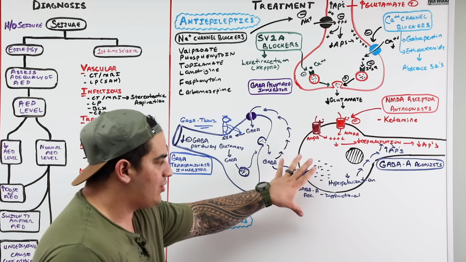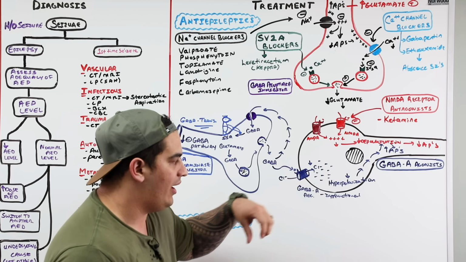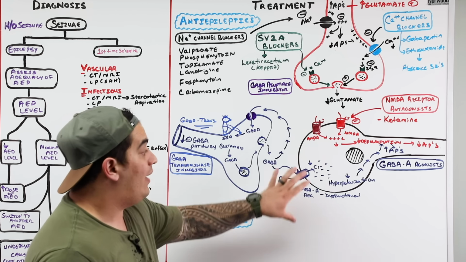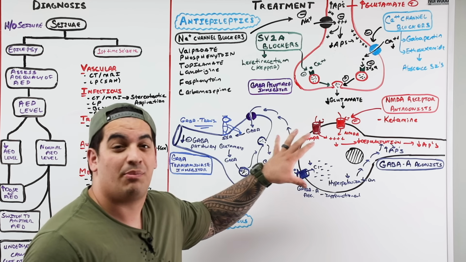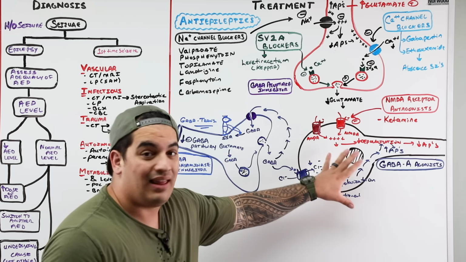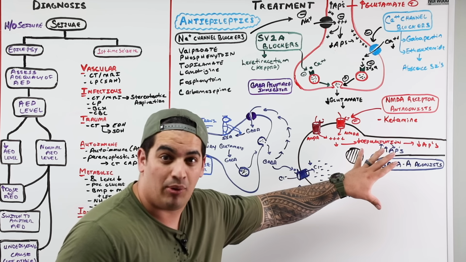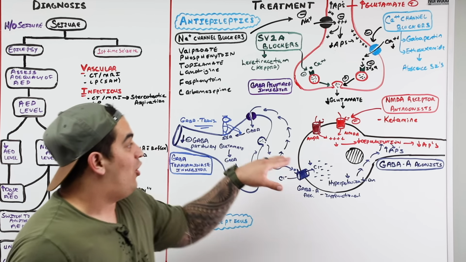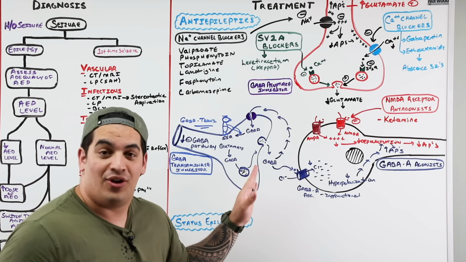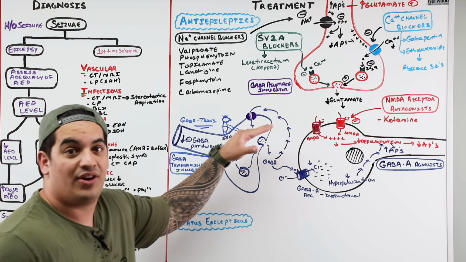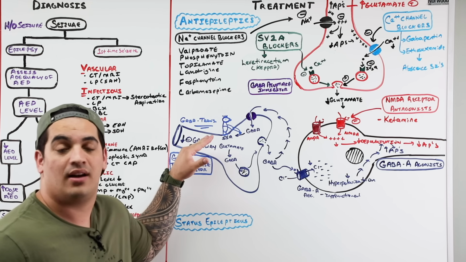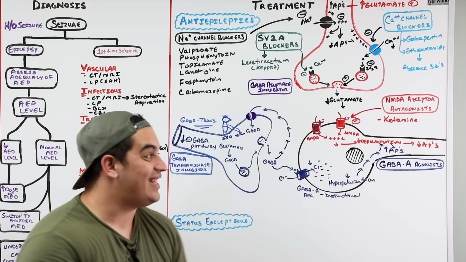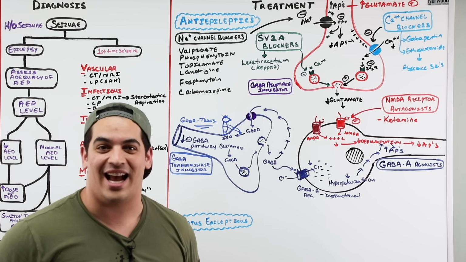GABA is released, acts on GABA A receptors, causes anion influx, hyperpolarizes, and decreases action potentials. But in seizures, you actually have dysfunctional GABA A receptors. They don't respond to the GABA as well. They don't allow for anions to come in. They don't hyperpolarize. Instead, they depolarize and cause increased action potentials. Also, GABA gets reuptaken back into the neurons via the GABA reuptake proteins and then converted into an inactive molecule called succinic semialdehyde via the GABA transaminase. Now, we have drugs that can target this pathway to increase the GABA pathway.